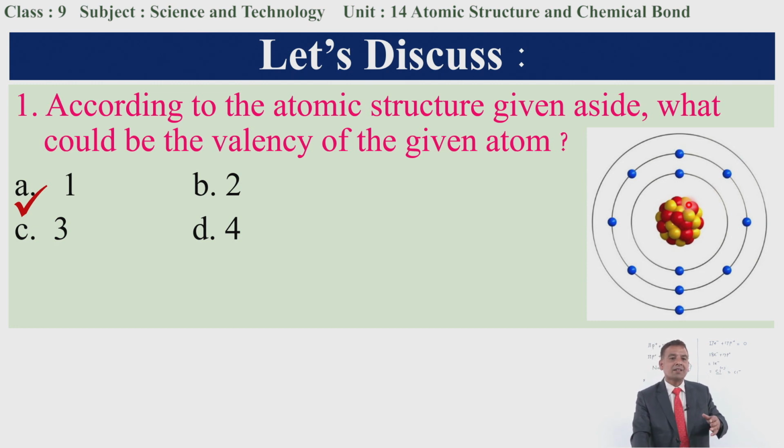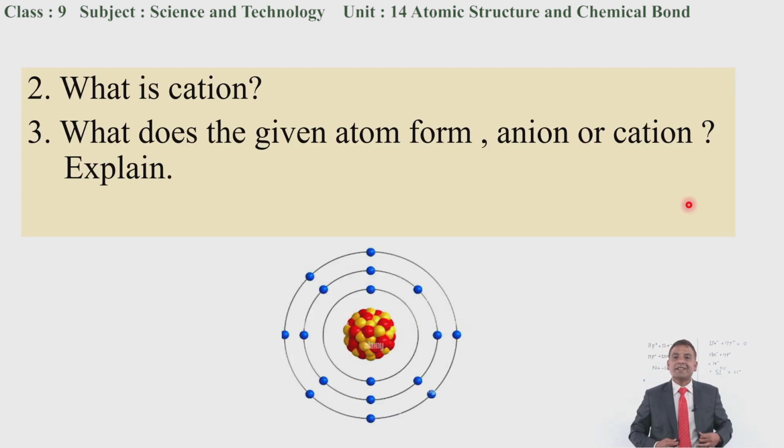Just you can see there is only one electron in the valence shell, so it can lose this electron, and it has the valency 1. So valency is 1. I think you had also guessed the same answer. So I hope you have got the correct answer. Now, what is a cation? We have discussed that atoms which lose electrons become positively charged radicals or ions, and they are called cations.